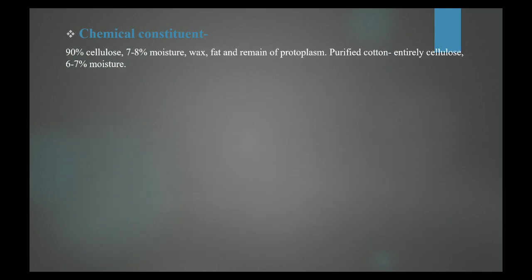Then chemical constituents. 90% cellulose, 7 to 8% moisture, wax, fat and the remainder protoplasm. Purified cotton is entirely cellulose, 6.7% is moisture.